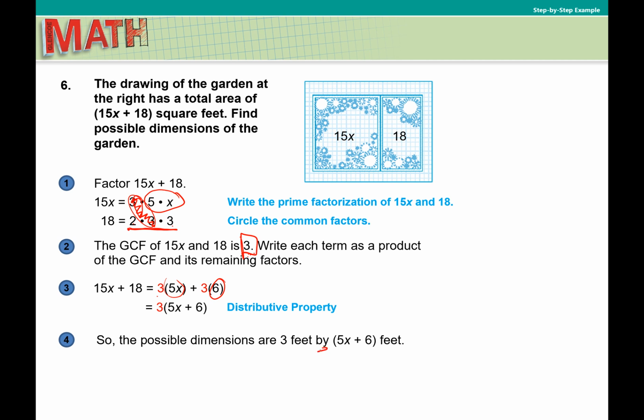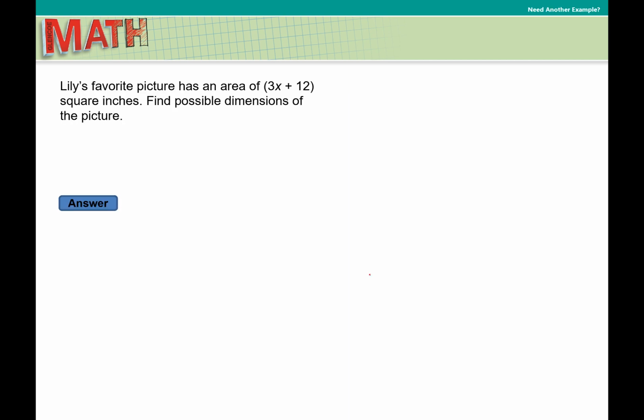Now notice, by in a word problem means multiplication. So what they did here is you're multiplying 3 times the inside of the parentheses. So it's 3 by 5x plus 6. Okay, go ahead and work this one through on your own. Check your answer when you're done.